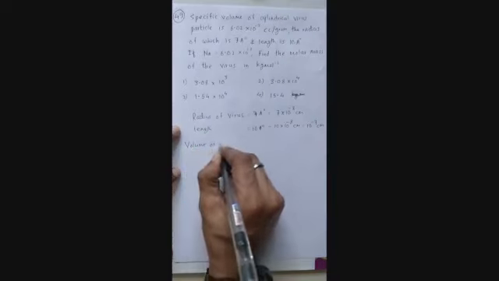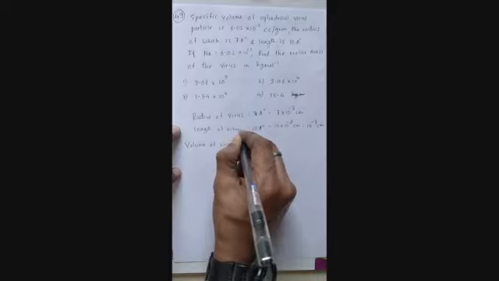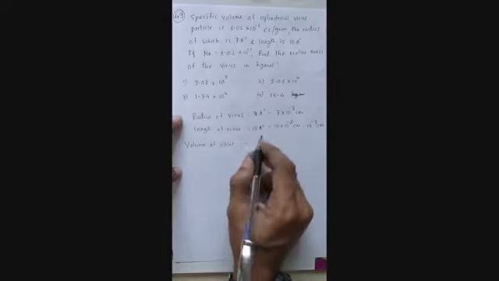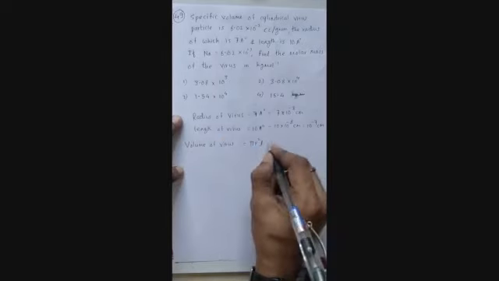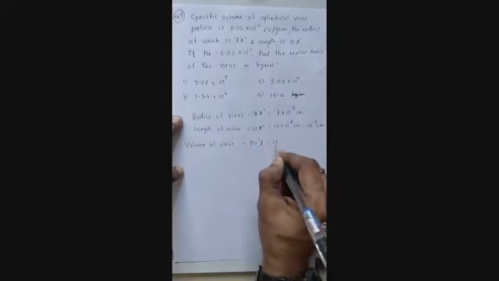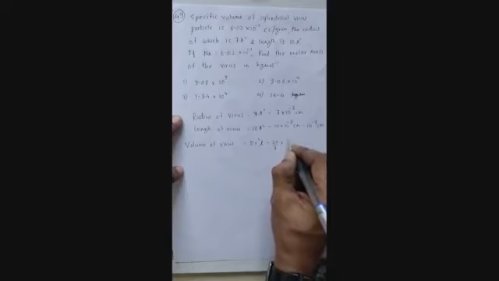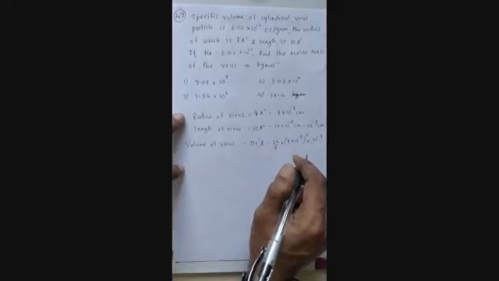Volume of the virus, because it is cylindrical, the formula is going to be pi r square L. So this is going to be 22 by 7 into r is 7 into 10 raised to minus 8 whole square into the length is 10 raised to minus 7. So if I solve this, I'll end up getting somewhere around 154 into 10 raised to minus 23 cc.